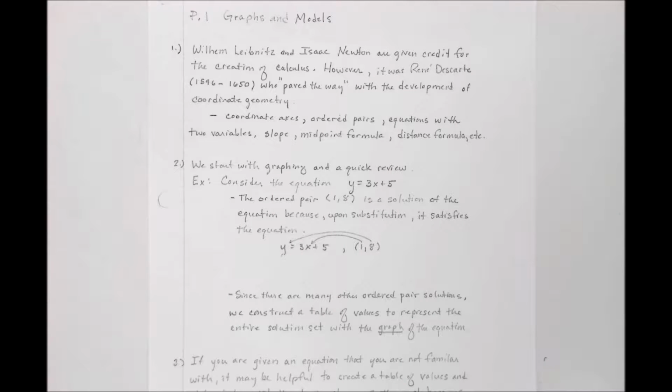So what we're going to do is give our credit to Descartes and also do a little bit of review, because it is a prerequisite chapter and this is primarily review. And we're going to start with the idea of graphs. Now, probably the simplest of graphs would be that of a linear equation in 2 variables, as the example is here above.